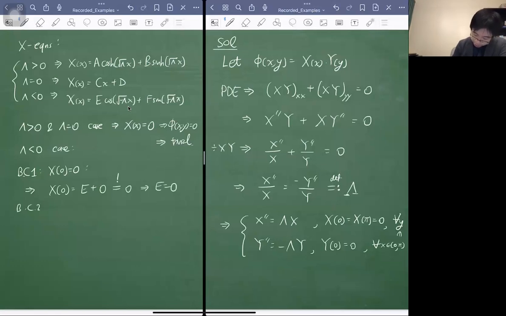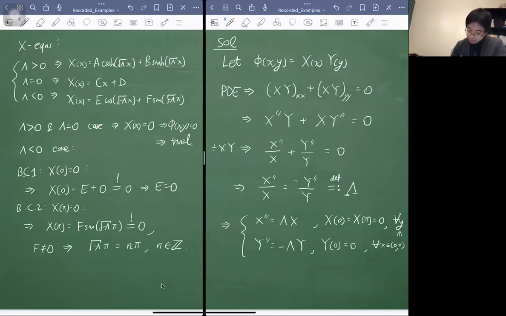Boundary condition two tells me X of pi equals zero, which means, what is X of pi? If E is zero, I can directly write F sine of root of negative lambda times pi. I want that to be zero. F better not be zero, because otherwise it's trivial. So with F not equal to zero, this better equal any integer multiple of pi, which means I can easily calculate this to be negative n squared.